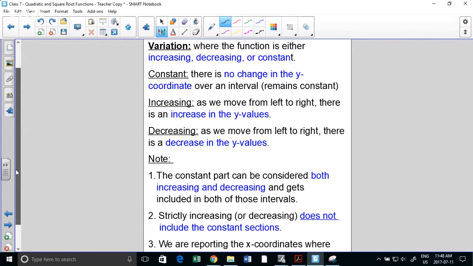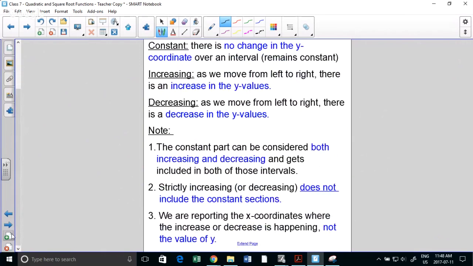The constant part is both increasing and decreasing and gets included in both of these intervals. And strictly increasing or decreasing does not include the constant sections. So once again, we are reporting the x coordinates where the increase or decrease is happening, not the value of y.